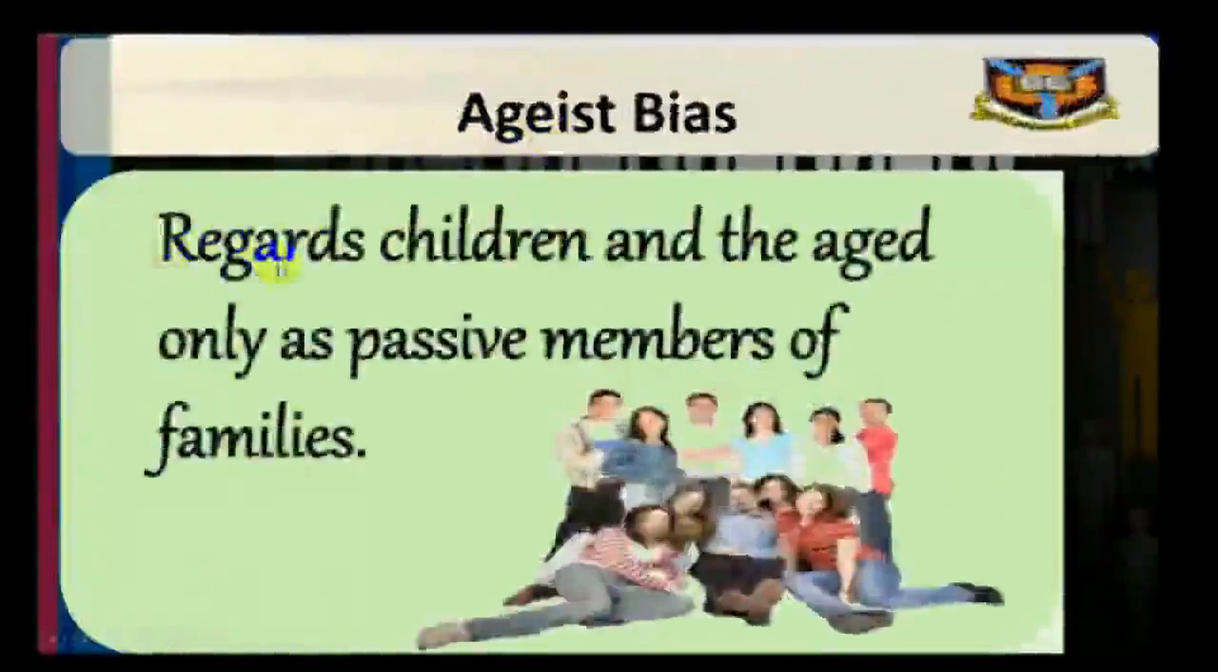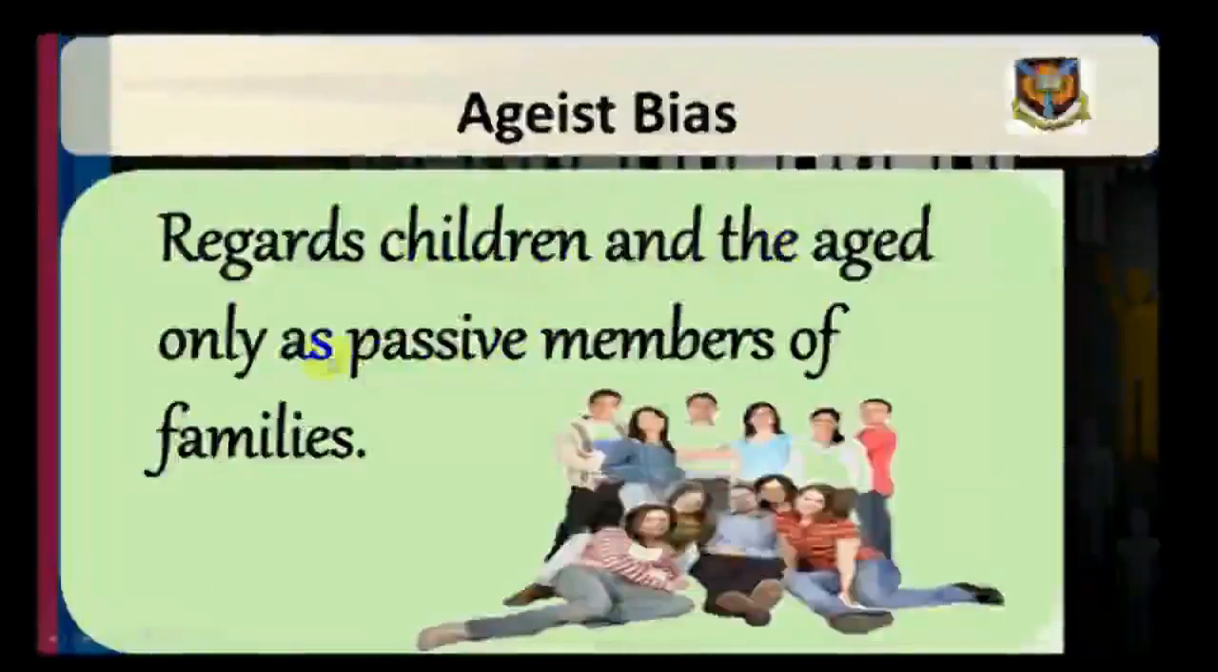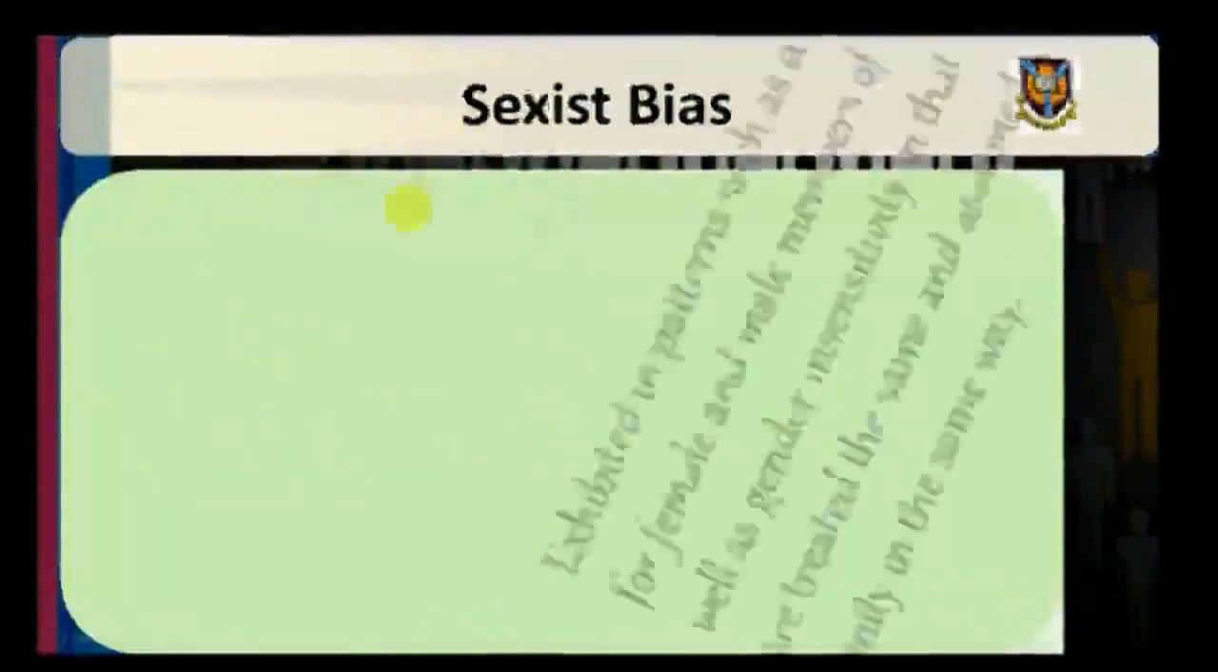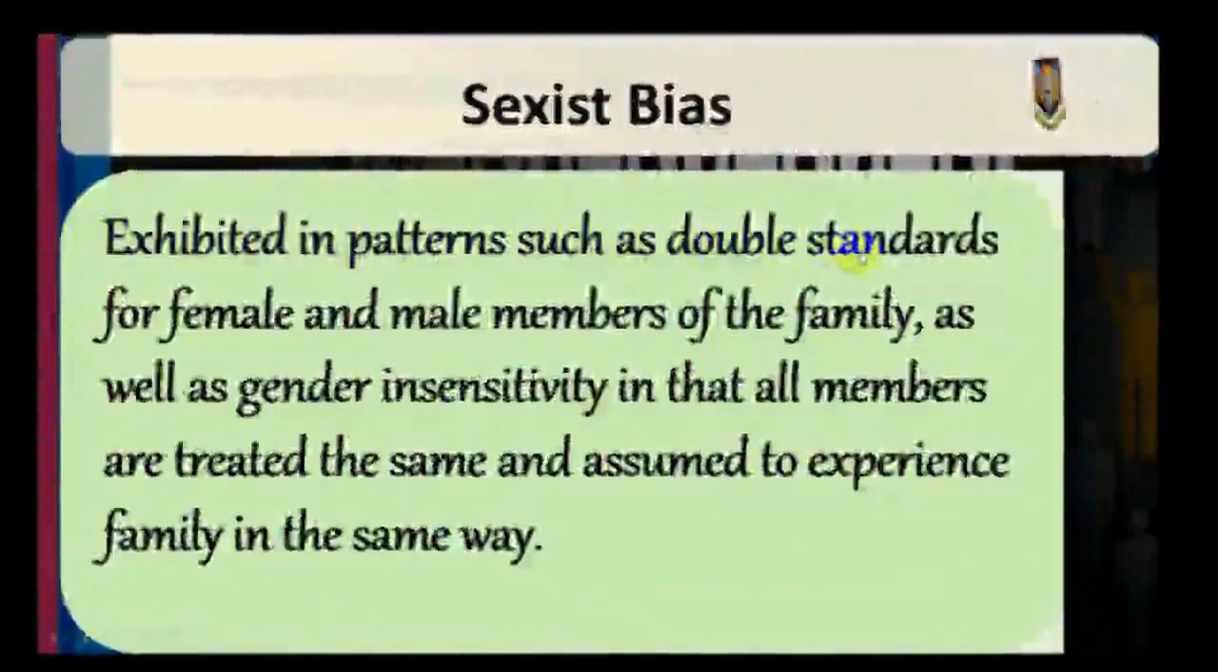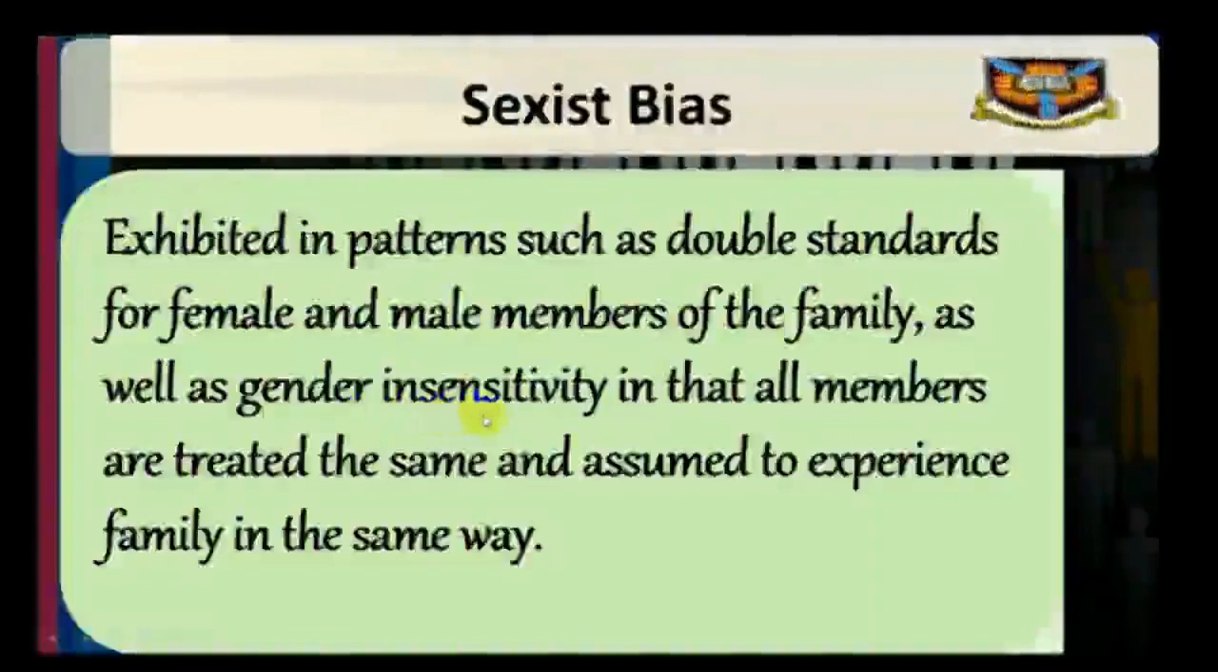Ageist bias. This regards children and the aged only as passive members of the family. Sexist bias. This is exhibited in patterns such as double standards for female and male members of the family, as well as gender insensitivity, in that all members are treated the same and assumed to experience family in the same way.